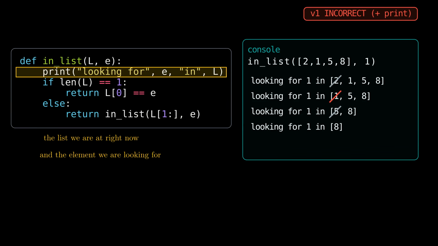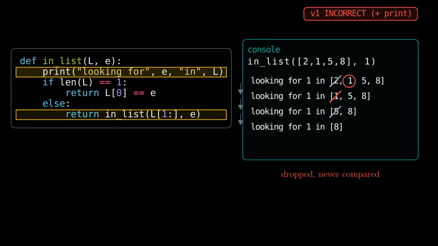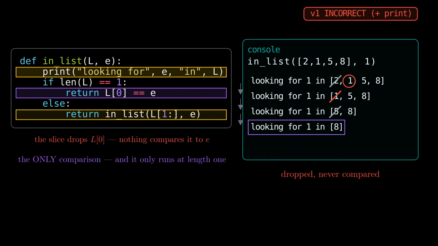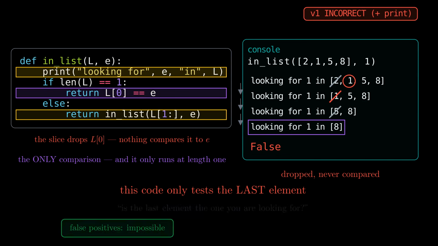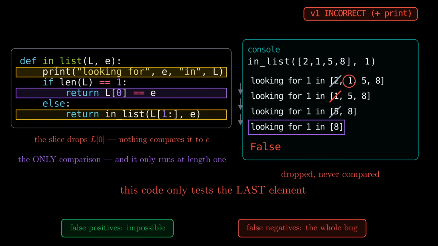There is the disease. As the calls walk down these shrinking lists, they skip right past the element we want. The slice drops the first element every time, but nothing ever compares it to E. The only comparison in the whole function happens at length 1. So this code answers a different question. Is the last element the one you are looking for? Notice it can never claim to find something that is not there. Its only failure mode is missing something that is.